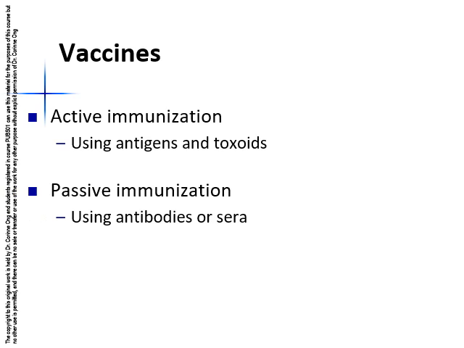All the vaccines we've covered so far are used in a process called active immunization, as it involves the use of antigens or toxoids. Another immunization process is called passive immunization. In this type of immunization, antibodies or sera are used instead of antigens and toxoids.